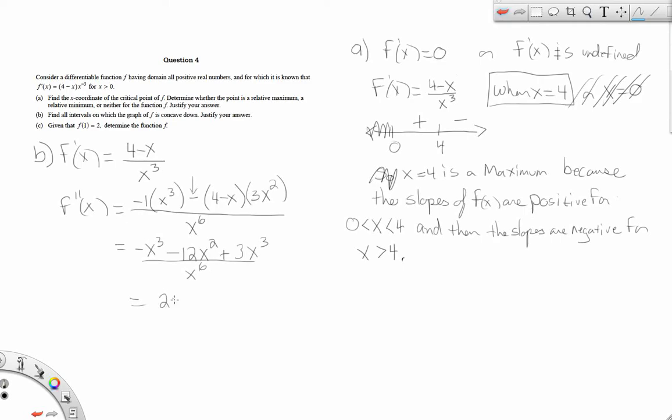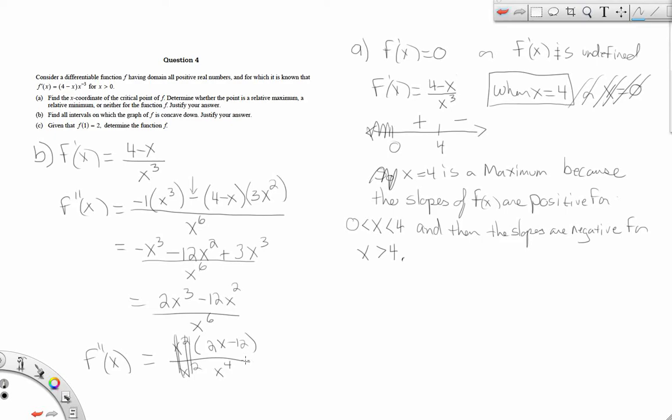So that's going to give me 2x cubed minus 12x squared over x to the 6th, which I can factor an x squared out of the top and reduce with the denominator. So I should get 2x minus 12 over x to the 4th. Okay, so there's my second derivative. So now I've got to find out where it's positive or negative.